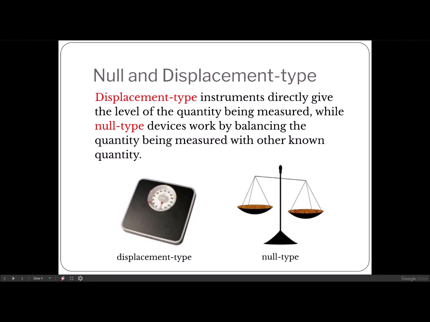And this is the other type of classification. This is what we classified based on null or displacement type. So what is different between this? If you have a displacement type instrument, the output of this device will give the quantity of what you measure directly.